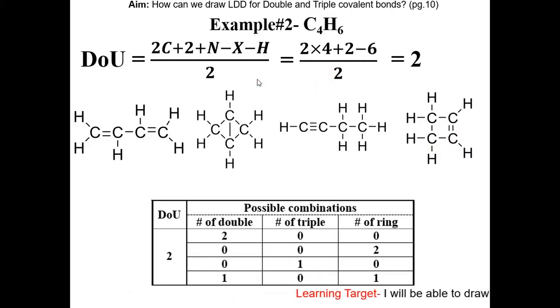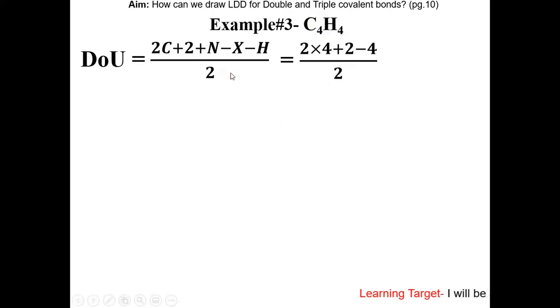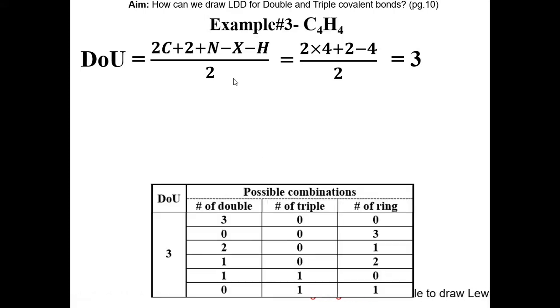So this equation is very useful in predicting what is possible based off the chemical formula. Whenever you're stuck, use this equation to give you an idea of what's possible in the Lewis dot diagram. Let's do one more example. Here we have C4H4. Let's plug it into this equation. We get the DOU is 3. So based off the table, here are the possibilities, and here are the possible Lewis dot diagrams.